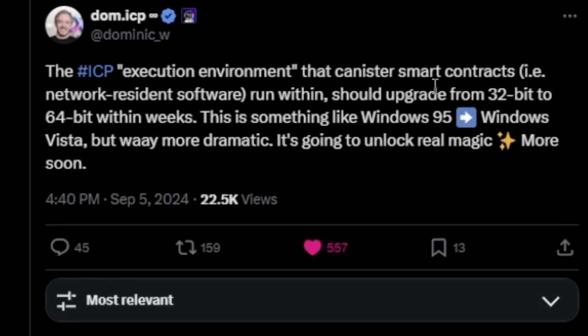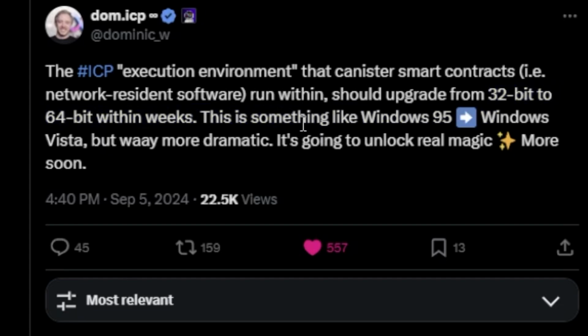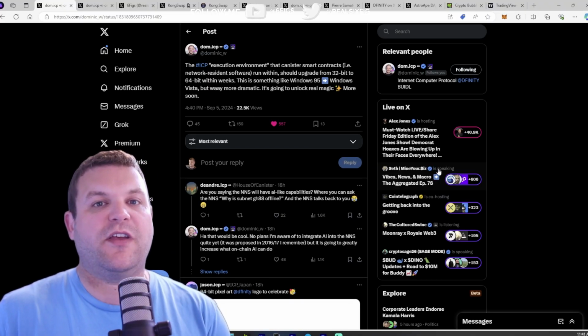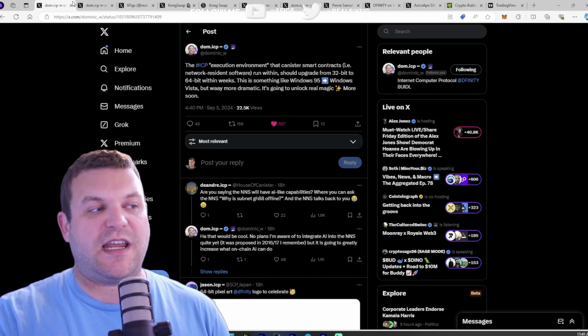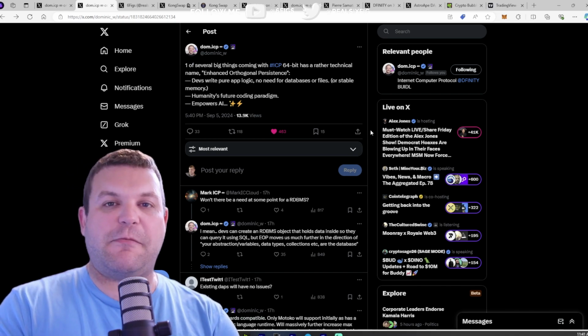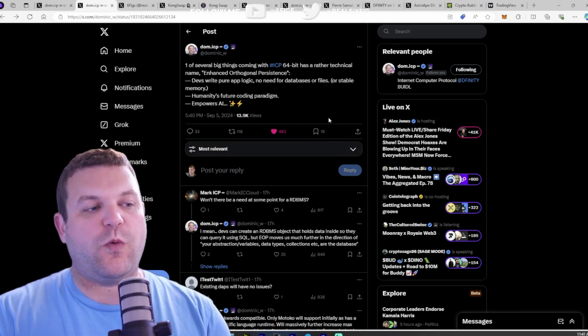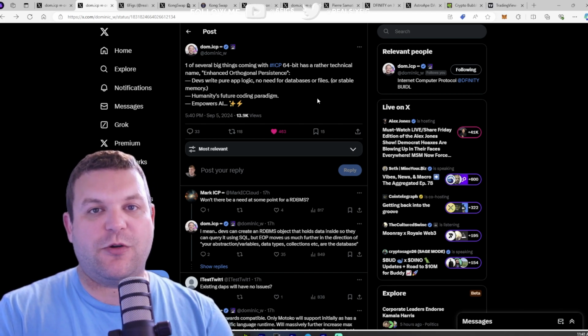We're going to be taking a crazy look at the neckbreaker upgrade that DFINITY is deploying on the Internet Computer, folks. They are upgrading the smart contract execution environment from 32-bit to 64-bit within weeks. Dominic Williams goes on to say that this is like going from Windows 95 to Vista. And I can remember when we went from Windows 95 to Vista, it was absolutely insane. Dom also goes on to say that this 64-bit upgrade will bring along something called enhanced orthogonal persistence, or EOP.